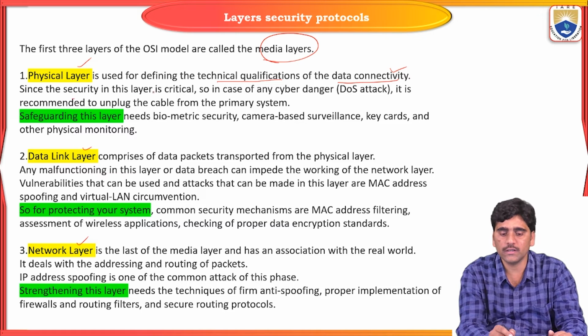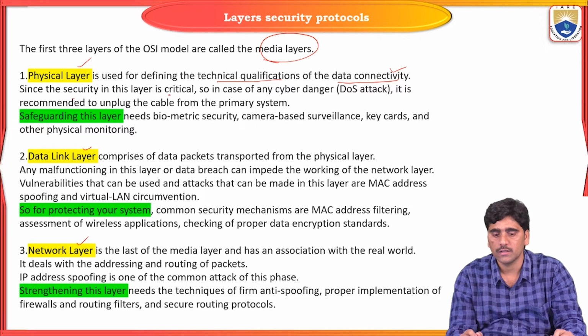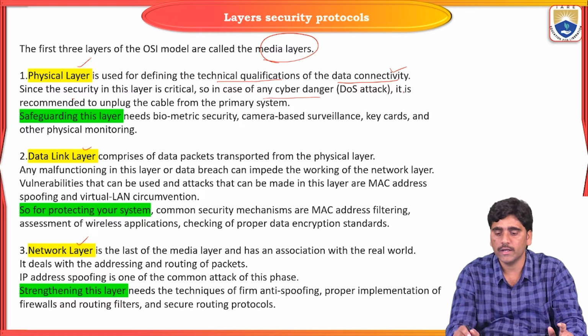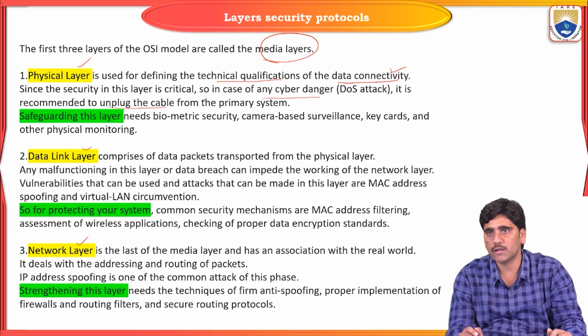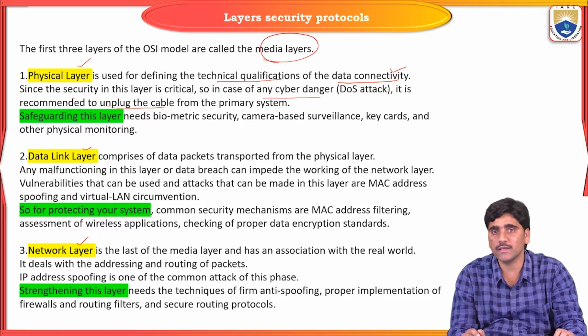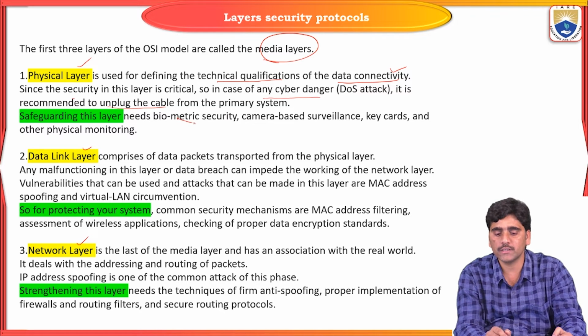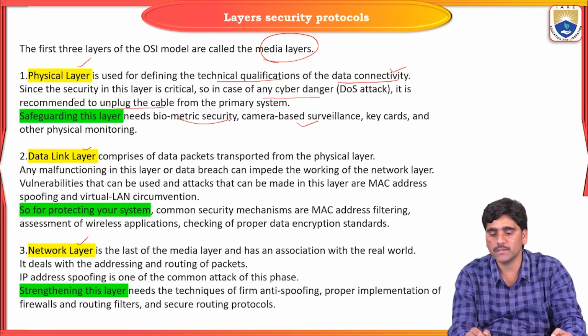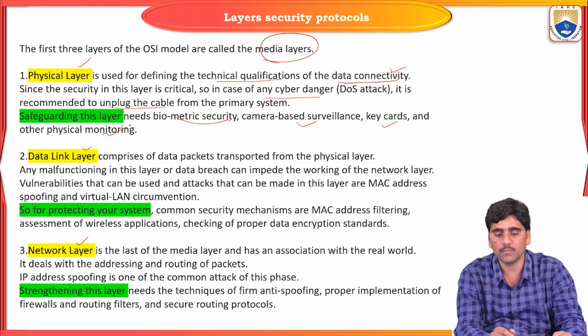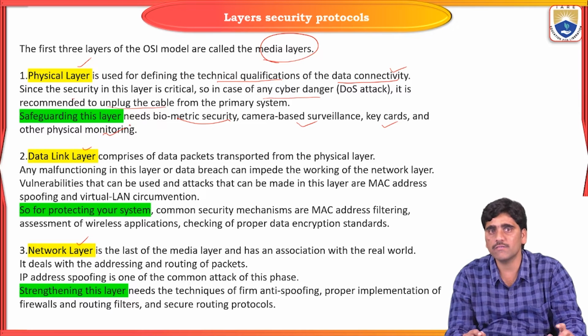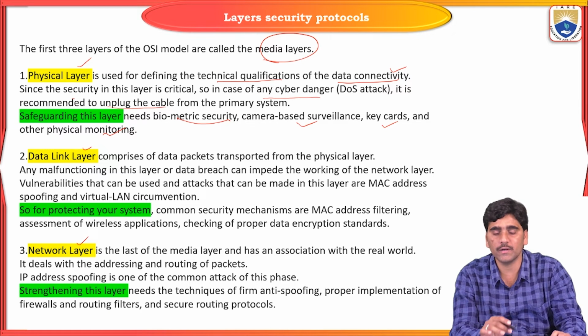Since the security in this layer is critical, in case of any cyber danger or attacks, it is recommended to unplug the cable from the primary system. So safeguarding this layer needs biometric security, camera based surveillance, key cards and other physical monitoring. These are the safeguarding mechanisms that are implemented for this layer.